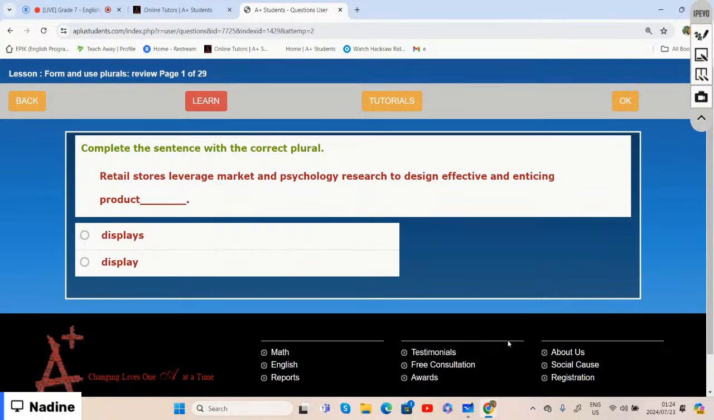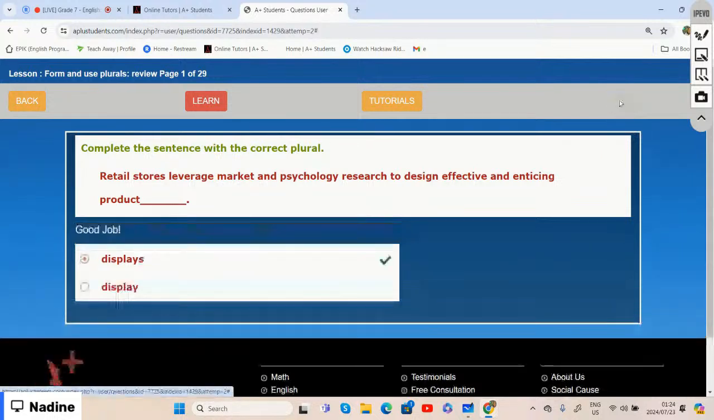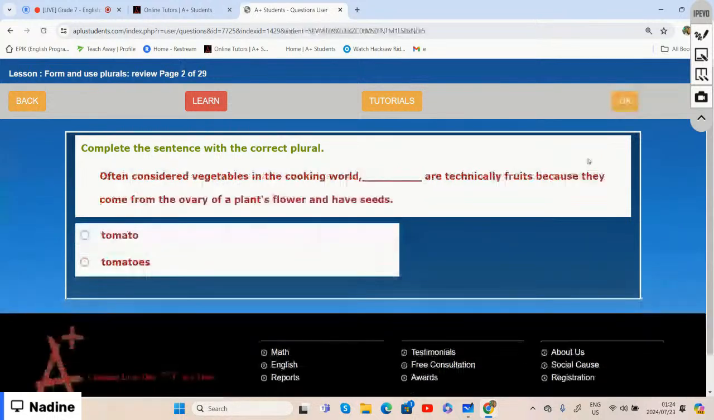All right, so we say retail stores leverage market and psychology research to design effective and enticing product displays. Yes, so we can say option one, displays. All right, so displays is correct.